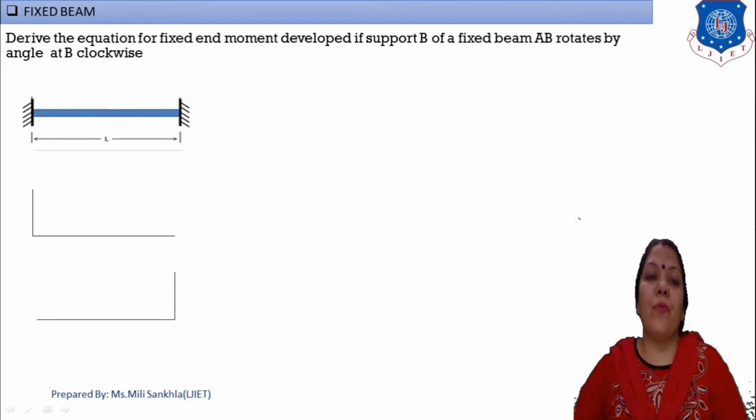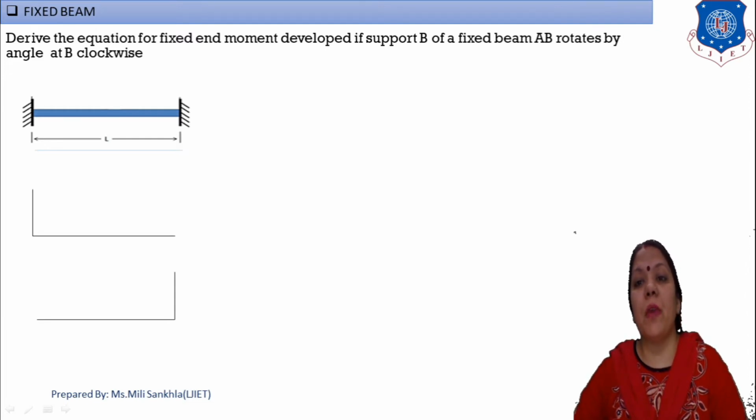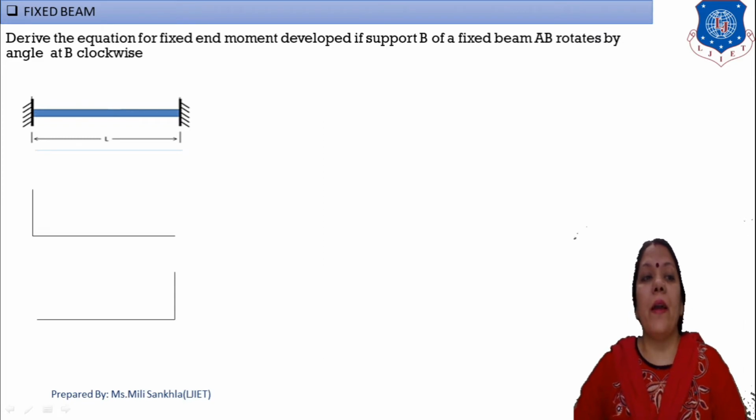Derive the equation for fixed end moment if support B of fixed beam AB rotates by an angle theta B in clockwise direction. Here our support B rotates by an angle theta B in clockwise direction. Now we prove this derivation.